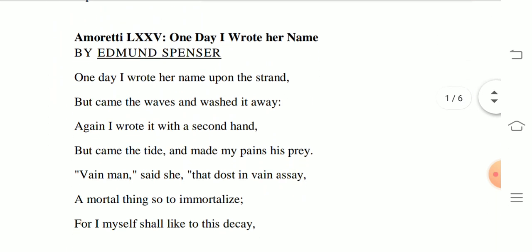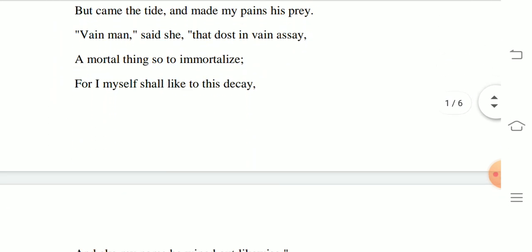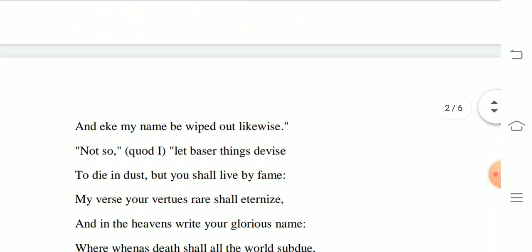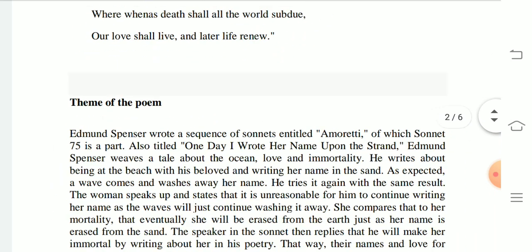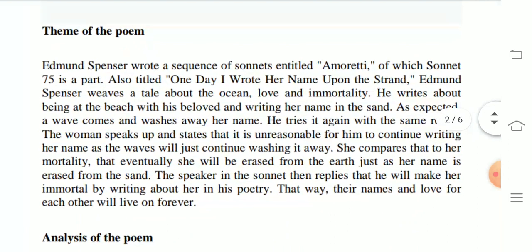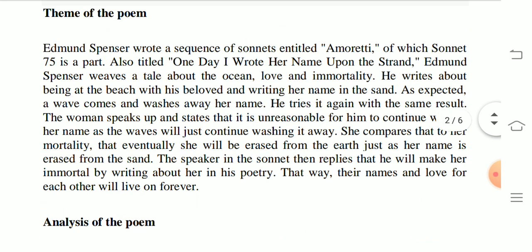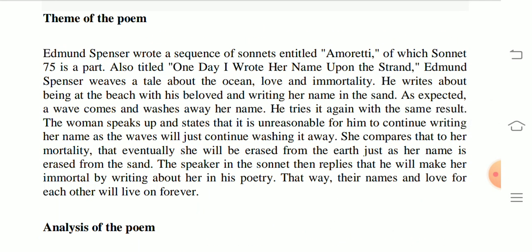This is the text of the poem, which I have already discussed in the previous video. Now we come to the theme of the poem. Edmund Spenser wrote a sequence of sonnets entitled Amoretti, of which sonnet 75 is a part.